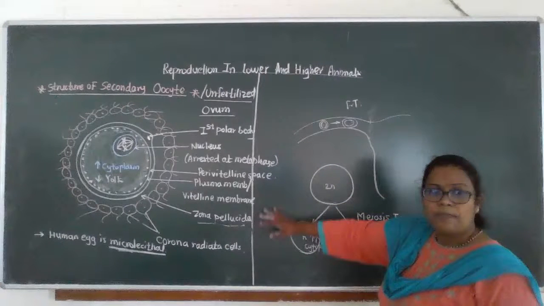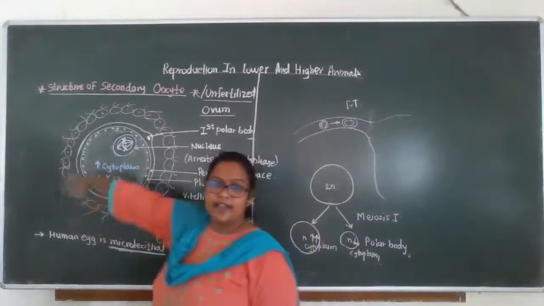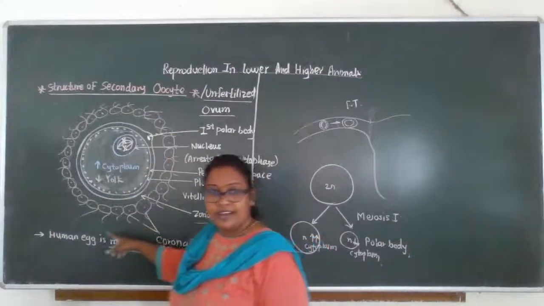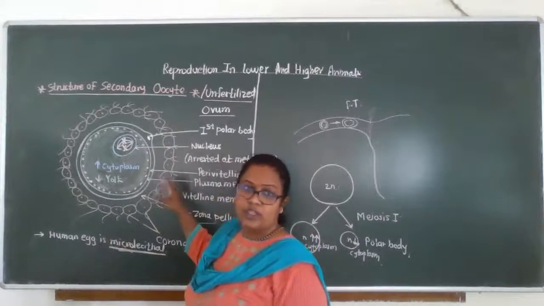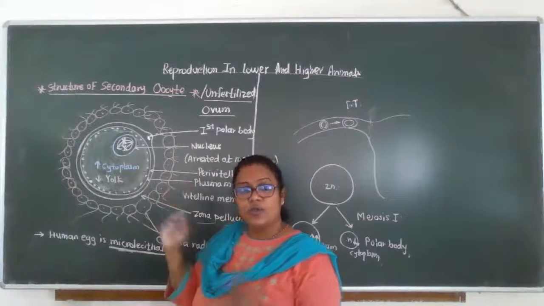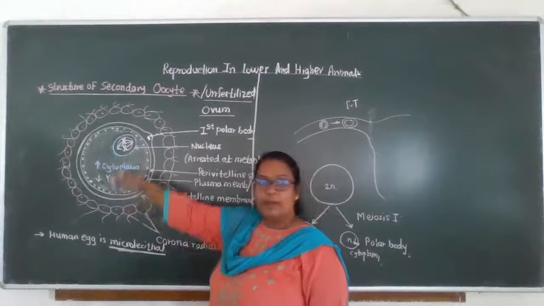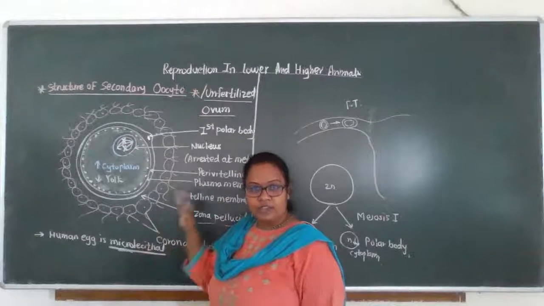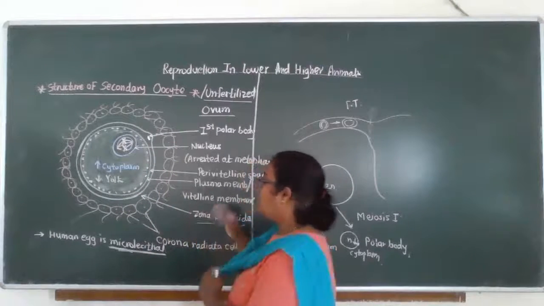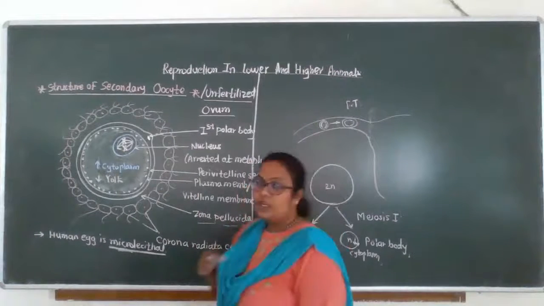So everyone listen carefully. Just revise, the outermost layer is called the corona radiata layer, and these corona radiata cells are glued with each other by hyaluronic acid. Then just below it is the zona pellucida layer. This zona pellucida is a transparent membrane, and it avoids wrong site implantation.